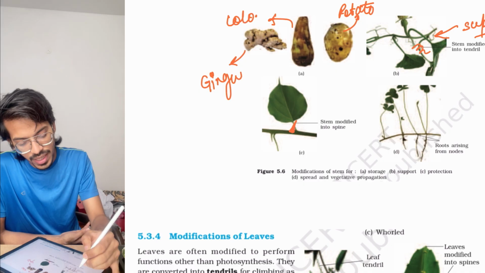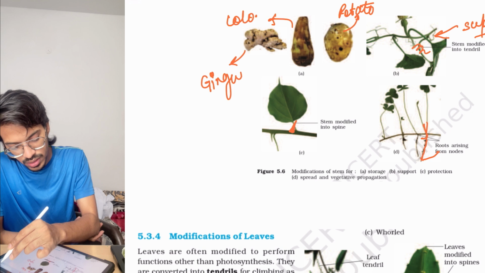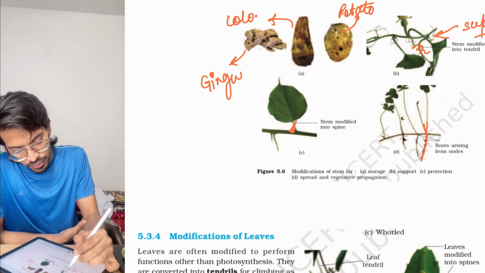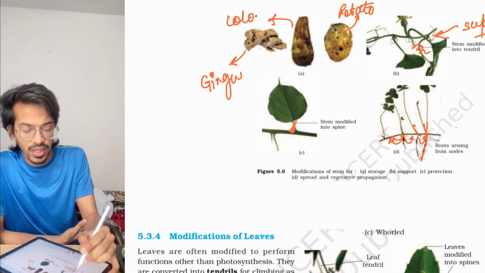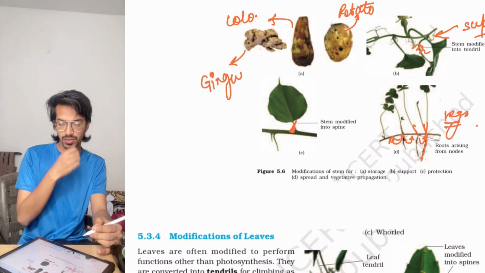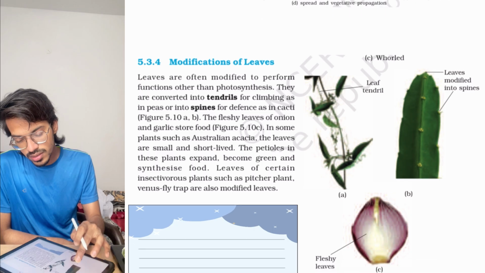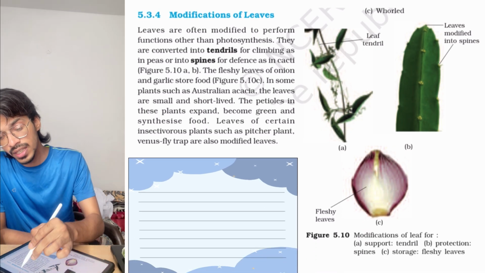The next thing is the roots arising from the main part, the extra part. Look over here carefully: from this part something arises, a new plant, some rise from this, some from this. So these are the vegetative propagation methods which I have told you. This is about the stem. After this comes the modifications of the leaf.